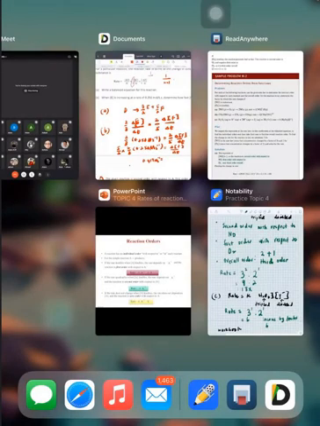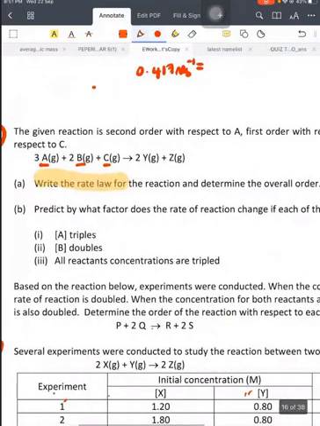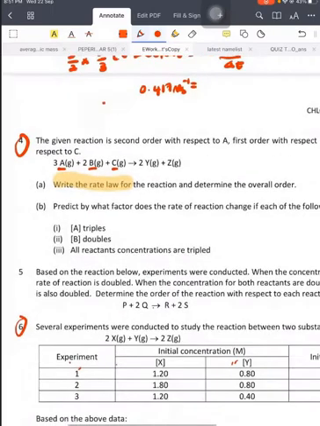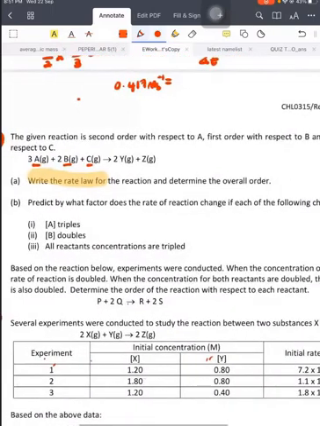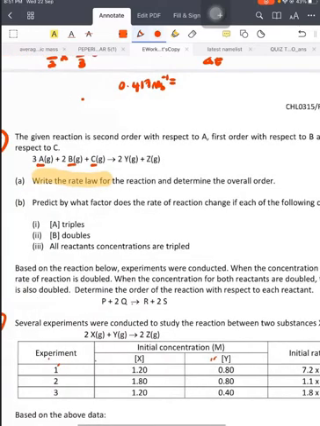Okay, so let's see one question from our workbook. This is question number 4. The given reaction is second order with respect to A, first order with respect to B, and zero order with respect to C. So the first question says, write the rate law.